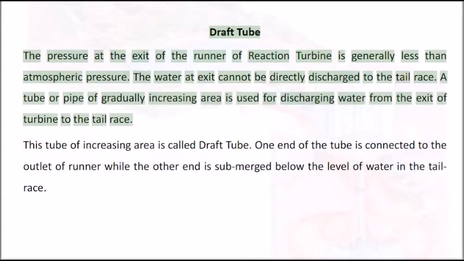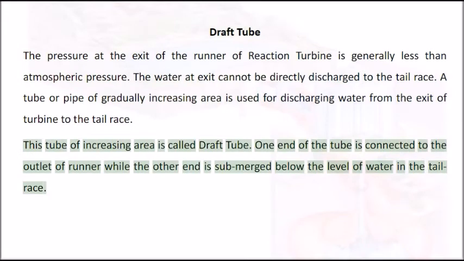Draft tube. The pressure at the exit of the runner of a reaction turbine is generally less than atmospheric pressure. The water at exit cannot be directly discharged to the tail race. A tube or pipe of gradually increasing area is used for discharging water from the exit of the turbine to the tail race. This tube of increasing area is called a draft tube. One end of the tube is connected to the outlet of the runner while the other end is submerged below the level of water in the tail race.